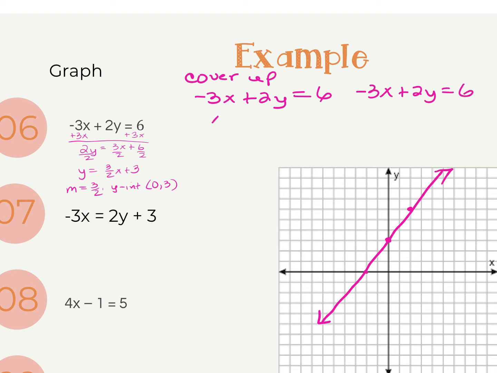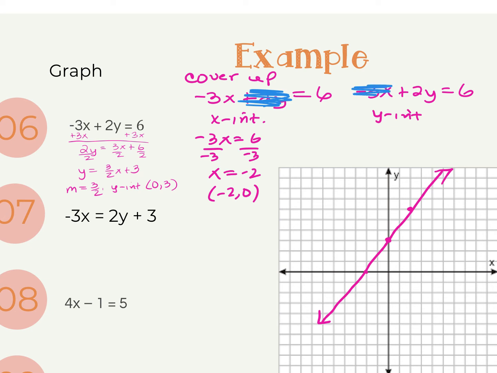So let's say I want to find the x-intercept. What I'm going to do is cover up the y, and then I'm going to solve what's left over. So negative 3x equals 6, divide by negative 3, and my x-intercept is negative 2 comma 0. If I wanted to find my y-intercept, I cover up the x, and then I solve what remains. 2y equals 6, divide by 2, and y equals 3, so the y-intercept is 0 comma 3.